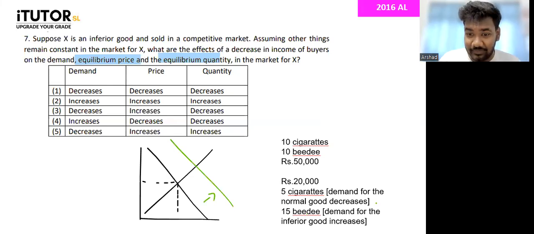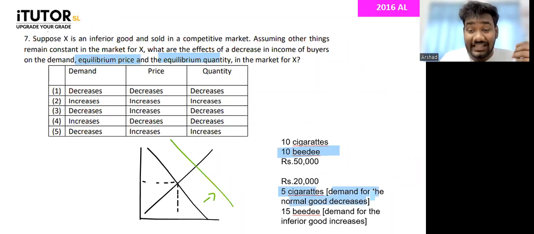So just to recap once again, what's happening? We're talking about an inferior good. In my example, the inferior good is the BD. So let's say one person was consuming 20 of it every month. So he was consuming 10 cigarettes and 10 BD. Then he was earning 50,000. For some reason, he lost his job. Now his income went down to 20,000. Then what would he do? He would reduce the consumption of cigarettes. That's the normal good. He would buy 5 cigarettes. The cheaper one, the basic version, the BD, he would buy more of that. The demand for the normal good will decrease, leftward shift.